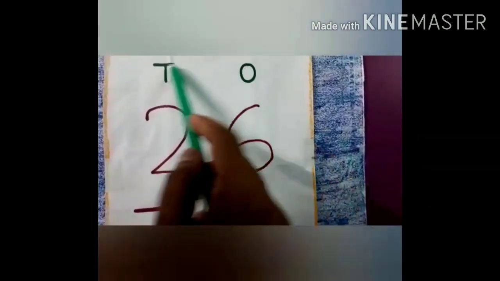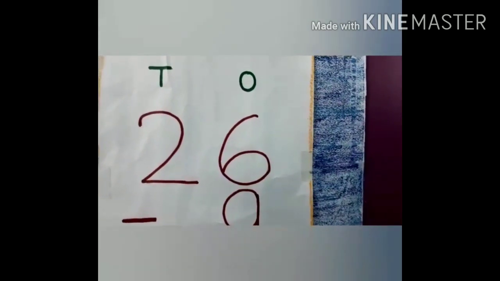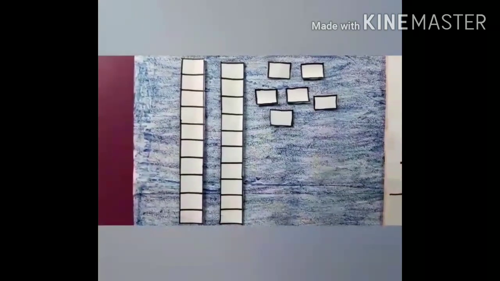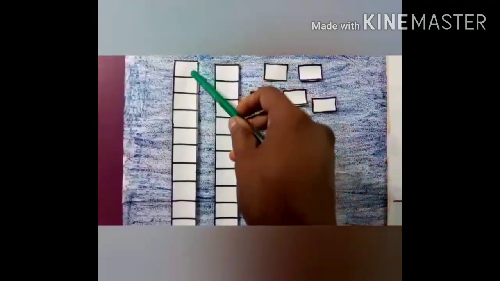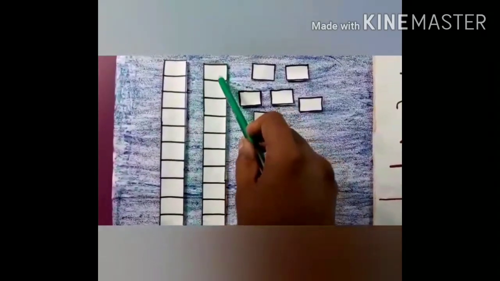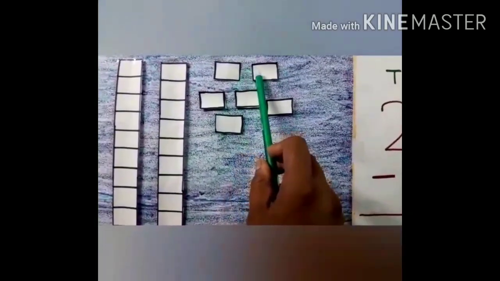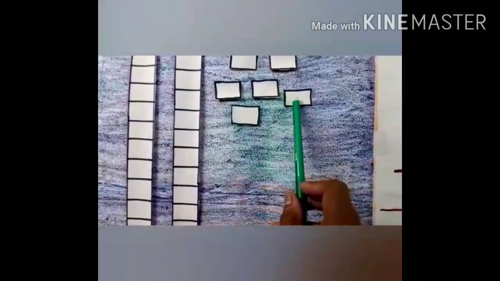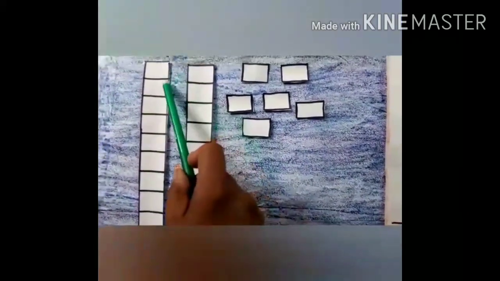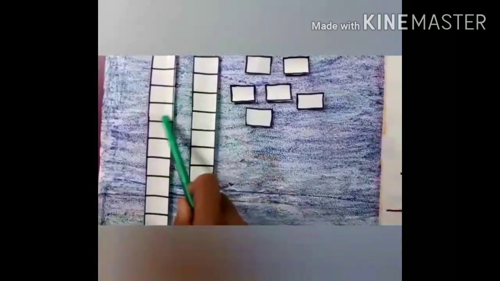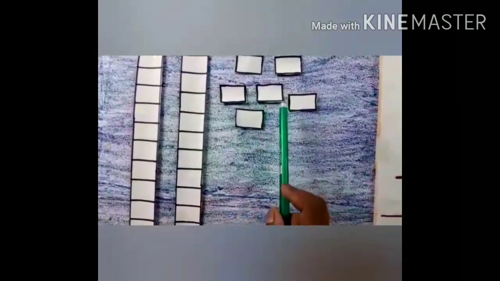So first let us have a clear idea about this. For this, I have written 26 in its tens and ones form. Now look here. Here I have 1 ten and 2 tens, that makes 20. And here 1, 2, 3, 4, 5 and 6. So that makes 26. 20 plus 6, 26.